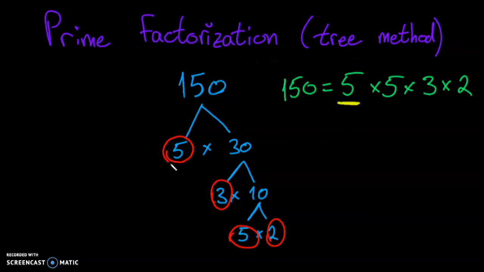Now we get that 5 is a prime number, 2 is also a prime number. Look, 5 here, and we have one 5 here. Another 5, another 5. A 3, a 3. A 2, a 2. So it really doesn't matter.